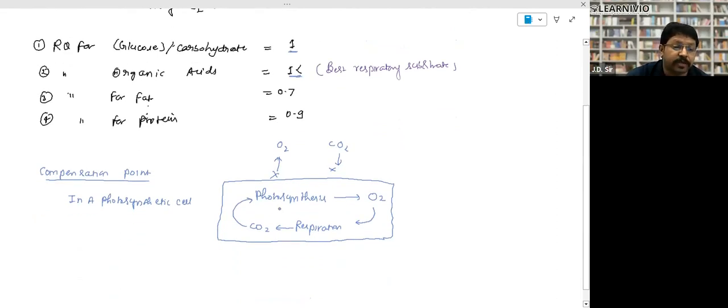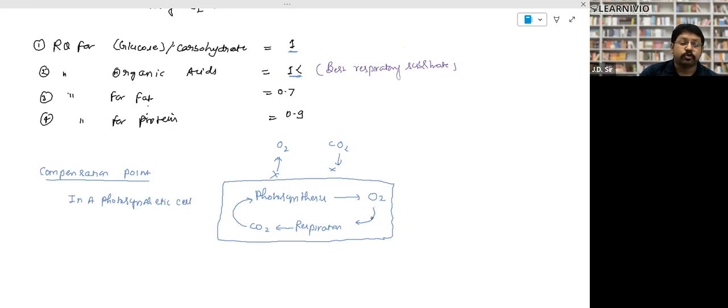What is the compensation point? One more point, very important for you. What is the compensation point in a photosynthetic cell? If the release of oxygen is equivalent to the release of carbon dioxide, it means neither carbon dioxide is released nor oxygen is taken. Why? Because during photosynthesis, oxygen is released.